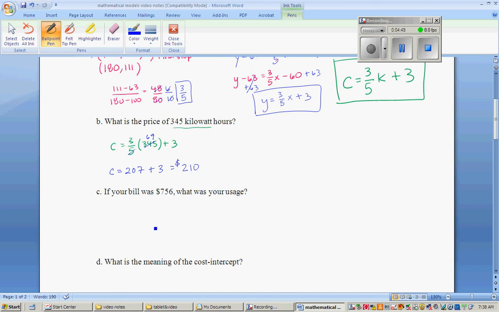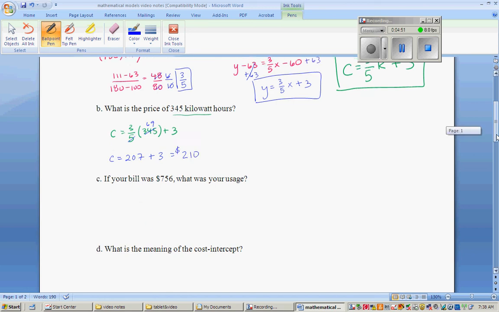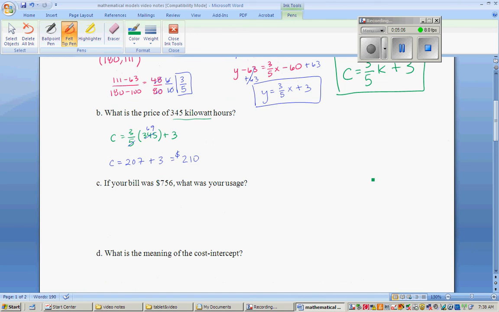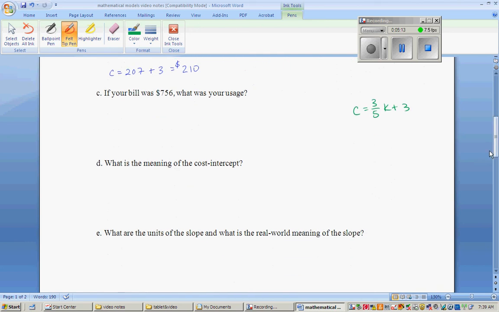If we want to do it backwards, if your bill was $756, what's your usage? You used a lot of electricity is what you did. But we're going to plug in the $756 into our cost part of it. So I'm going to bring this equation down with us so we don't lose it along the way, and we can know what to plug in. Yeah, so let's plug it into C. So we put 756 equals 3/5 K plus 3. It's not going to be as nice of a problem, but we can handle it.